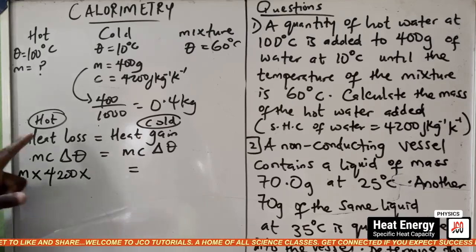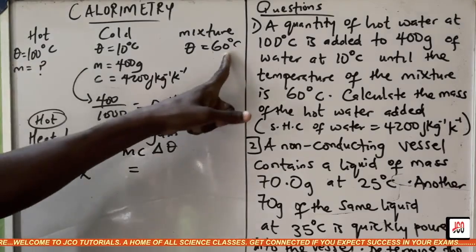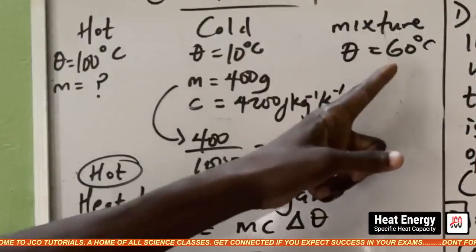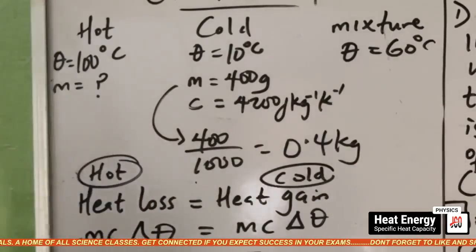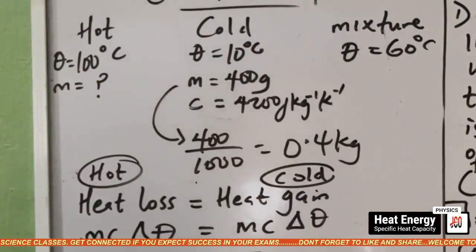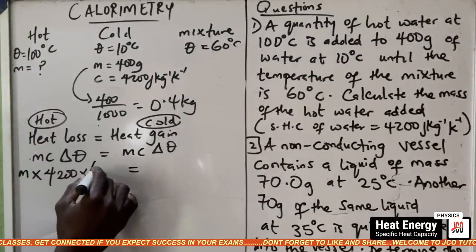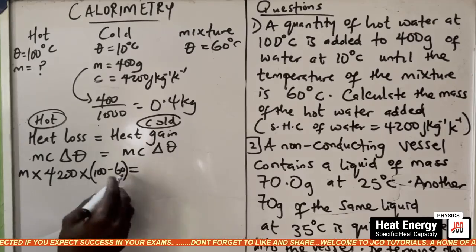This hot water is going to change temperature from 100 to 60, because after mixture it becomes 60. Cold, after mixture, it becomes 60. So the change in temperature is from 100 to 60, and to find the change, it is bigger minus smaller, 100 minus 60.